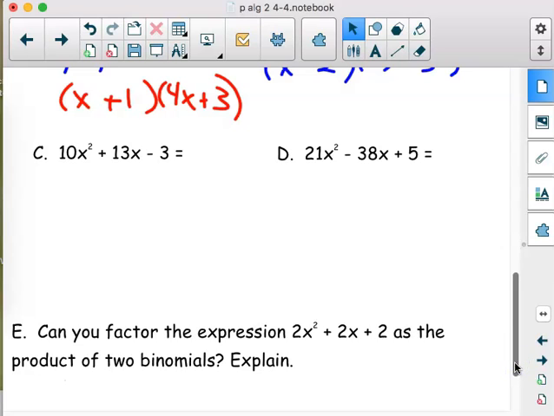And that's when it usually takes us a little bit longer to find all the factors. So in C, can we take a 10 out, a 2 out, a 5 out? Is there anything we could take out of C?